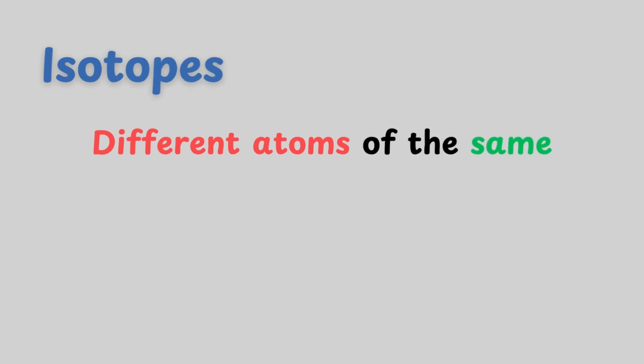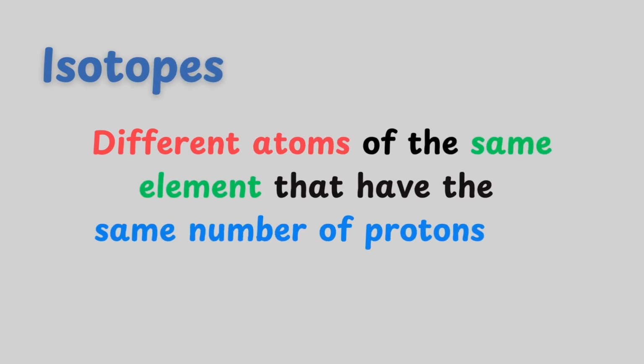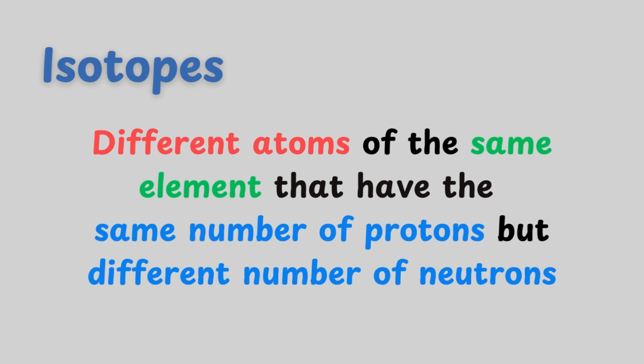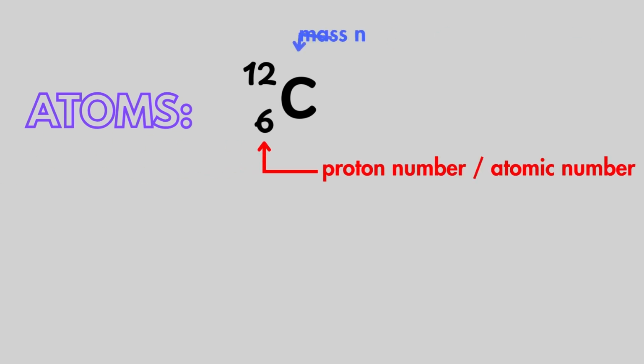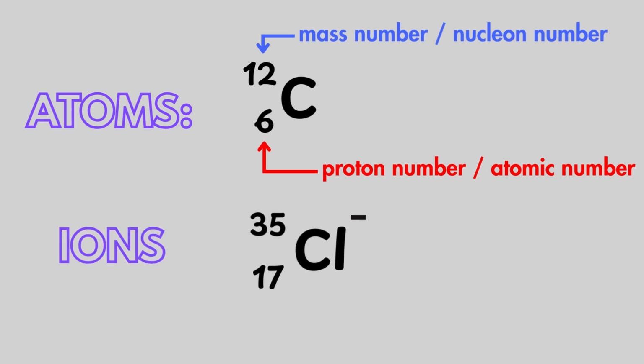Isotopes are different atoms of the same element that have the same number of protons but different number of neutrons. When writing atoms, this is the common notation used. The symbol of the element goes on the right with 2 numbers. The bottom smaller number is the proton number or atomic number. The top larger number is the mass number or nuclear number.